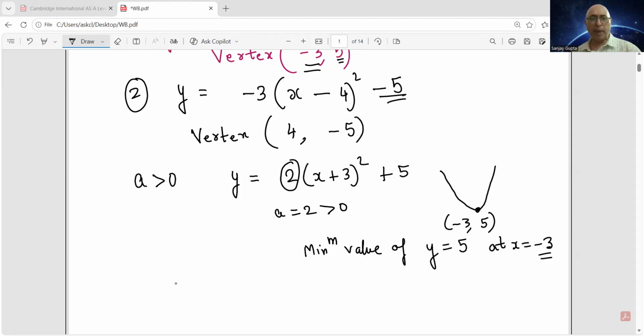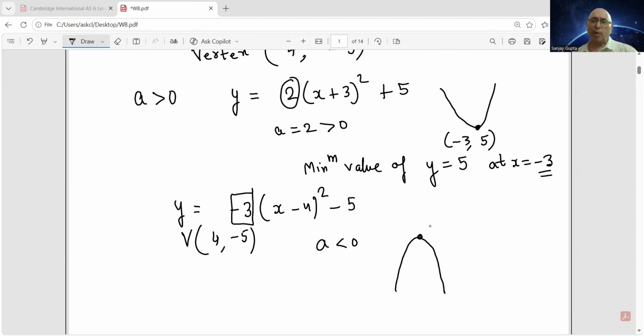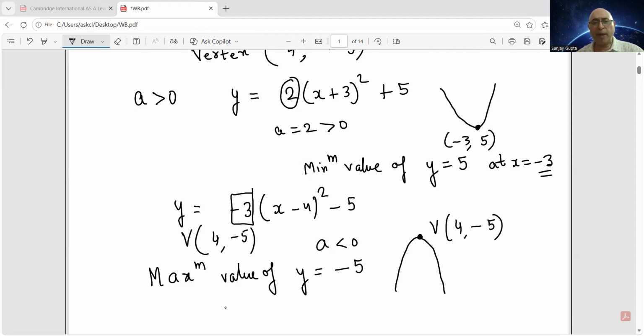And if the parabola is of the second form, like the example that we took, -3(x minus 4) whole square minus 5, then what's happening here? We said the vertex is 4, -5. Now here the a is negative. So it's going to be a parabola like this, where the coordinates of the vertex are 4, -5. So this becomes now the maximum value of the function. Maximum value of the function, therefore, is -5, and it happens at x equal to 4.